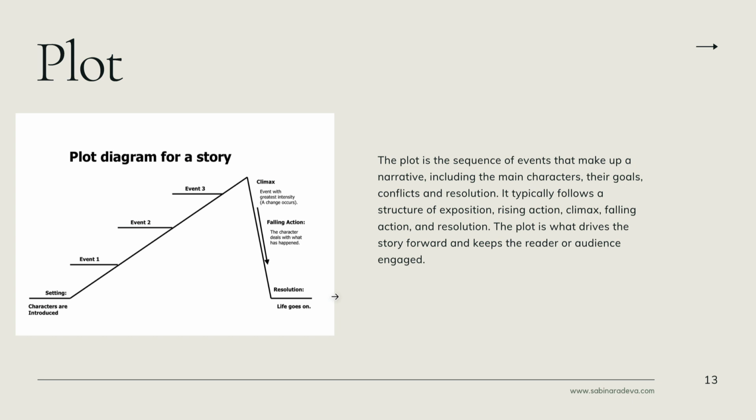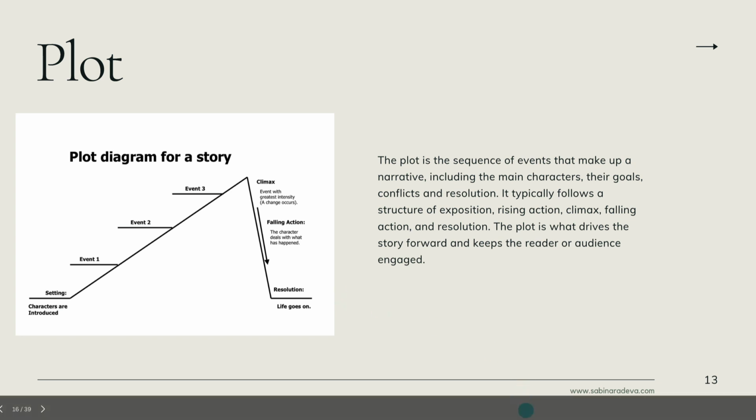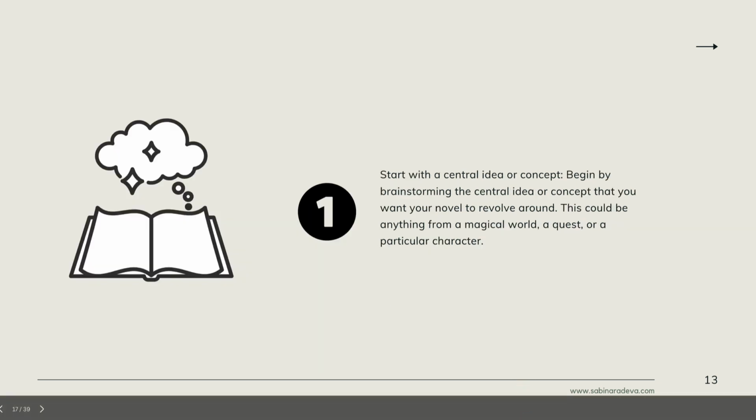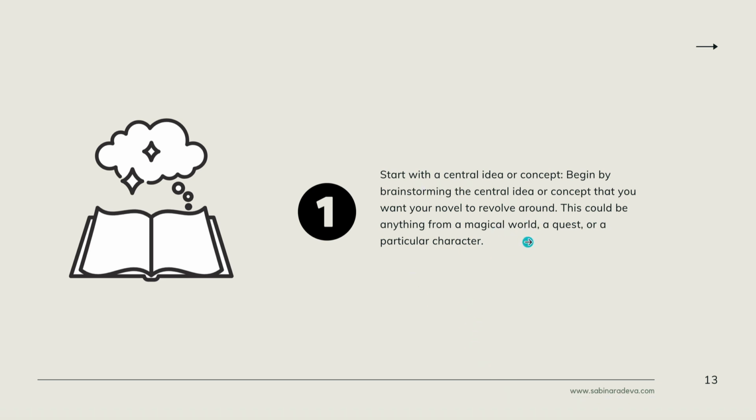There is a lot to writing a plot, which I will not be able to cover in this video, but we can go briefly through some of the steps. First, start with a central idea or concept. Begin by brainstorming the central idea or concept that you want your novel to revolve around. This could be anything from a magical world, a quest, a particular character.